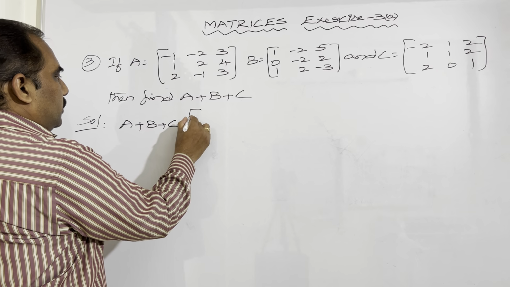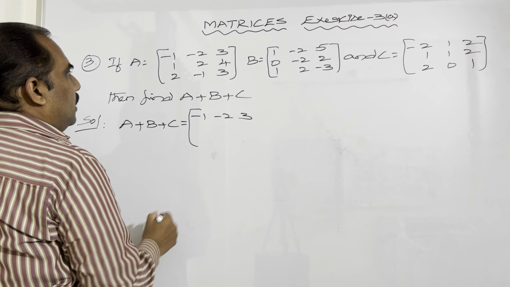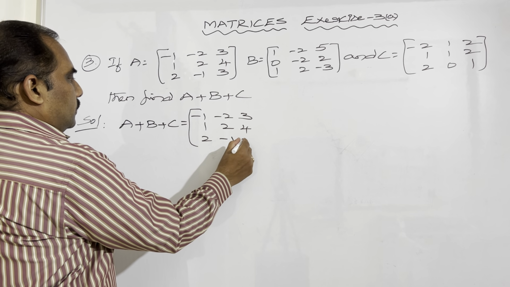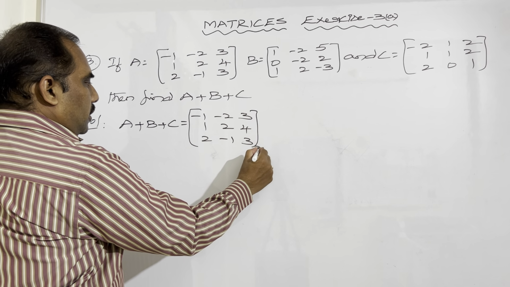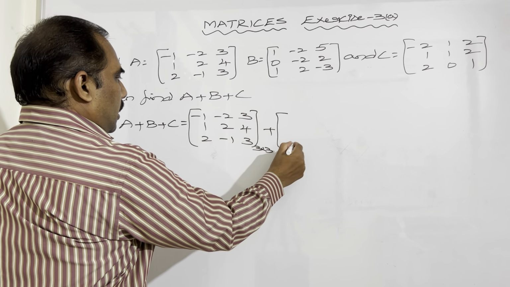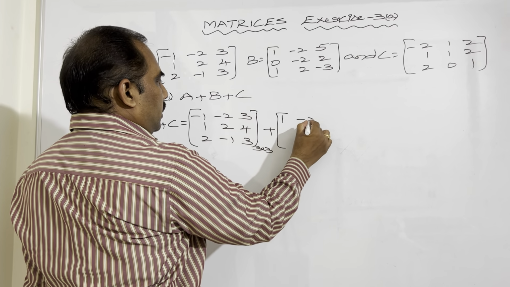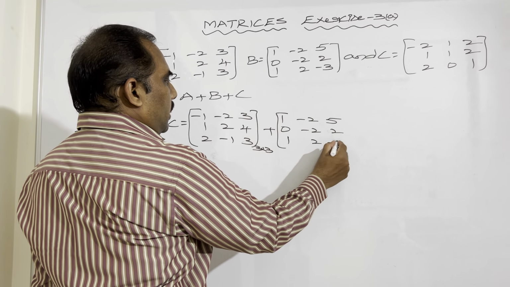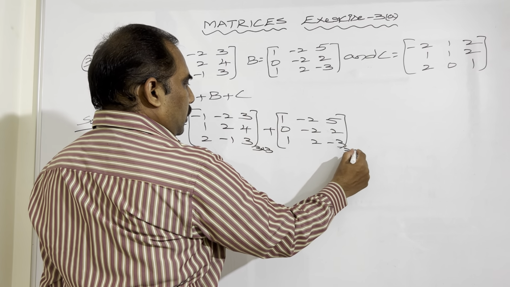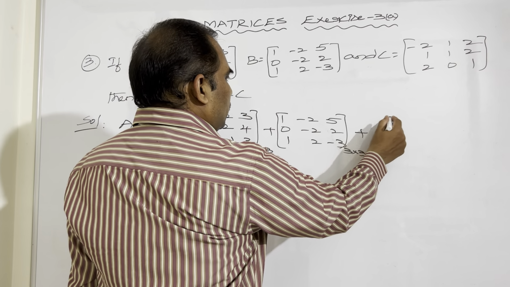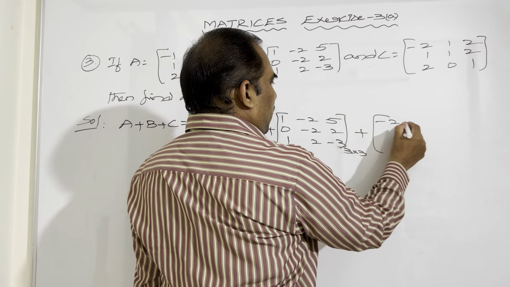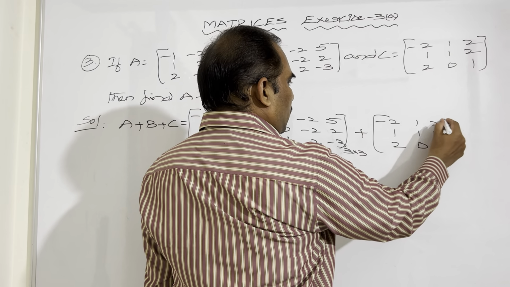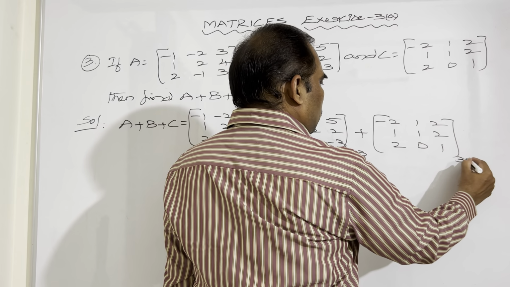So all the three matrices have the same order. Minus 1, minus 2, 3, 1, 2, 4, and 2, minus 1, 3. So this is a 3 by 3 matrix. And plus, again the B matrix is 1, minus 2, 5, 0, minus 2, 2, and 1, 2, minus 3. This matrix order is also 3 by 3. And plus, again the matrix C is minus 2, 1, 2, and 1, 1, 2, 2, 0, 1. So this matrix order is also 3 by 3.